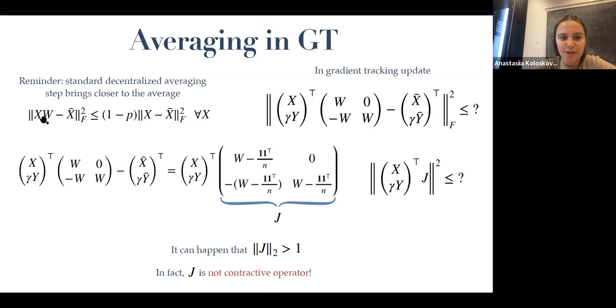Before, we had averaging with matrix W, and what was important was that it brings us closer to the average. Now let's look at our averaging part from before and see whether we come closer to the average or not. You don't need to understand all of this. What's important is that you can write it equivalently as the original vector XY times some matrix. The question is whether we can bound this, and for that, this matrix J has to be contractive: its norm has to be smaller than one. The problem with gradient tracking is that for this matrix J, the norm is not smaller than one, and it can actually be bigger than one.